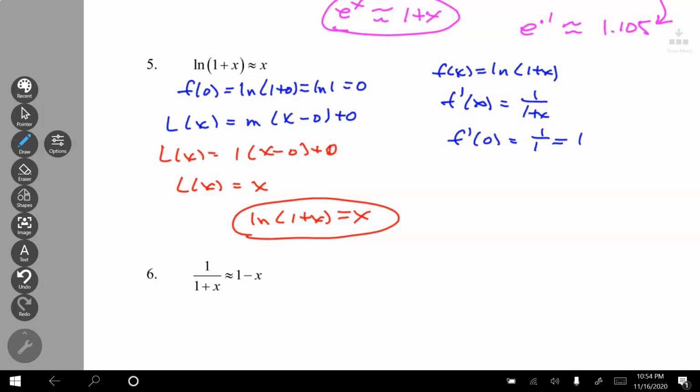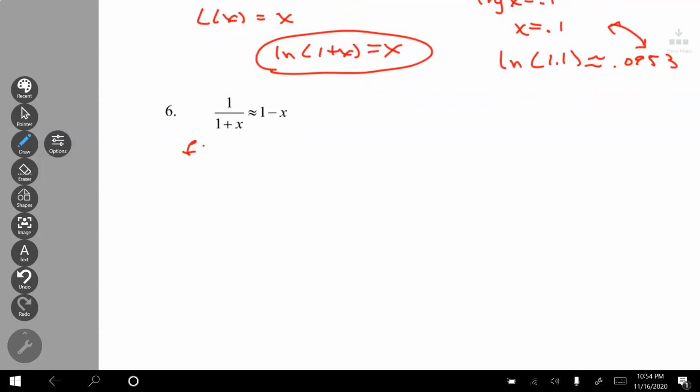Let's try something small. Let's try x equals 0.1. Well, obviously, if I plug it in for x, I get 0.1. If I do ln of 1.1, I get about 0.0953. Not too bad. Maybe not as good as the other ones, but pretty darn close. And finally, this last one.